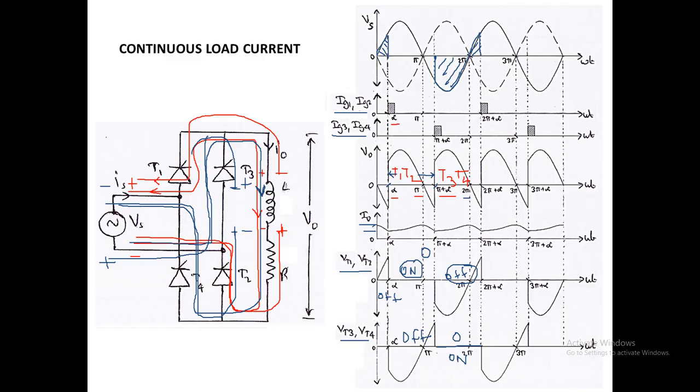From alpha to pi plus alpha it will follow the thyristors, that is, it will follow the input voltage like this. So this voltage waveform will be the output voltage or the thyristor across voltage, and then from pi plus alpha to 2 pi plus alpha it will be 0. So this will be the continuous load current conduction of an RL load for the single phase full bridge rectifier.